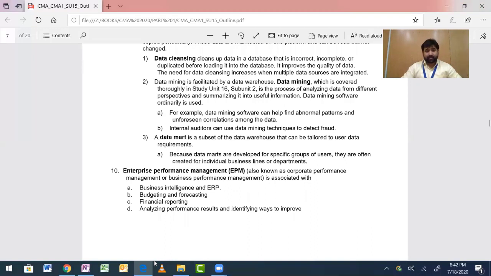Now the data mart is a subset of the data warehouse that can be tailored to user data requirements. For example, you have all the data, but some data is required on a daily basis, so you need to access it over and over again. So you can create a data mart inside the data warehouse where you will keep the most relevant, most usable data, which you are accessing daily, and you will leave the remaining in the data warehouse and not in the data mart.